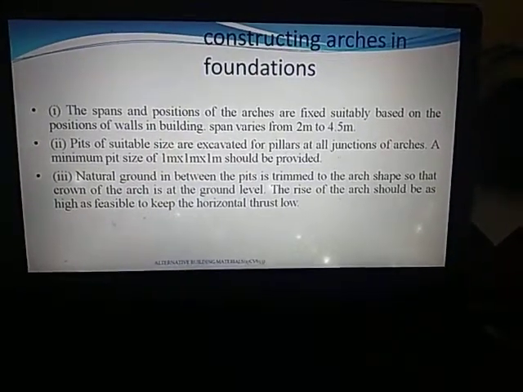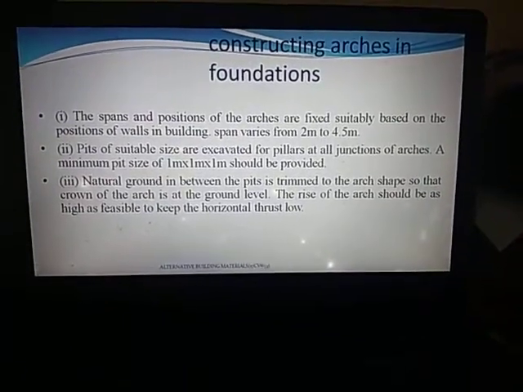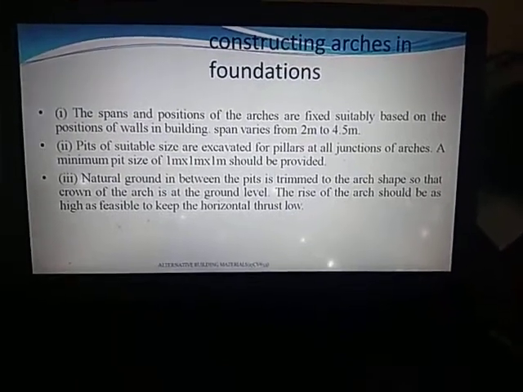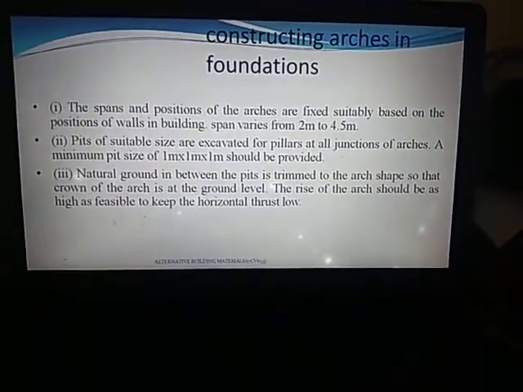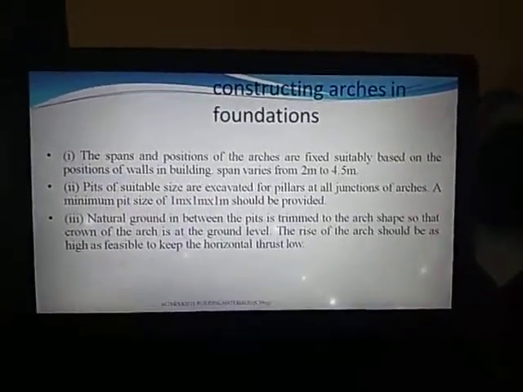Next, natural ground in between pits is trimmed to the arch shape, so that the crown of the arch is at ground level. The rise of the arch should be as high as feasible to keep the horizontal thrust low. This is the third step.